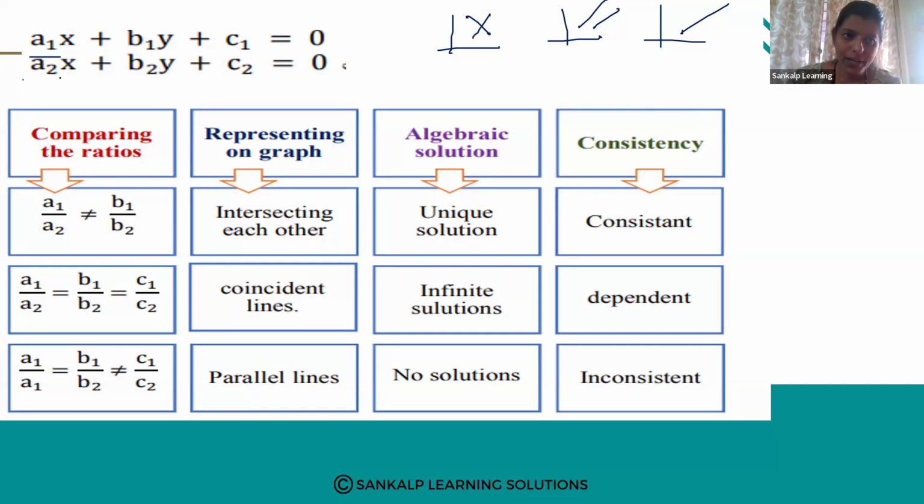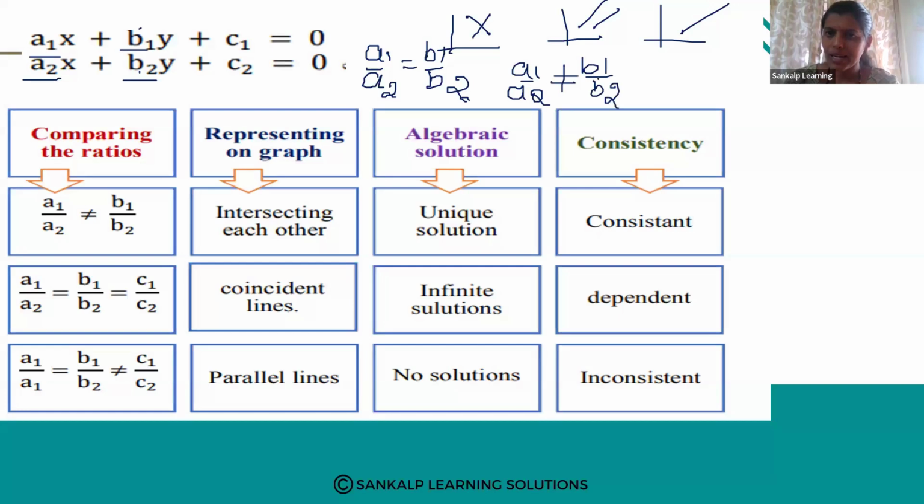Here a1 is there, here a2 is there. If we compare a1 divided by a2 with b1 divided by b2, this is b1, this is b2. If we compare these two ratios, if the values are not the same, that means the values are different, then a1 divided by a2 is not equal to b1 divided by b2, means we are getting different values. That time the nature of the graph or the lines are intersecting each other.